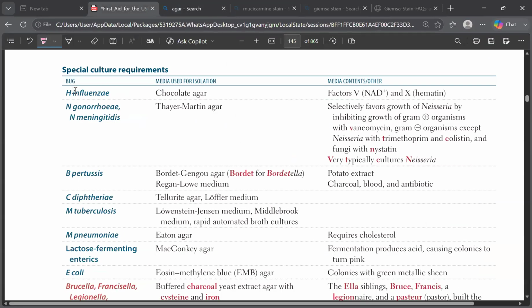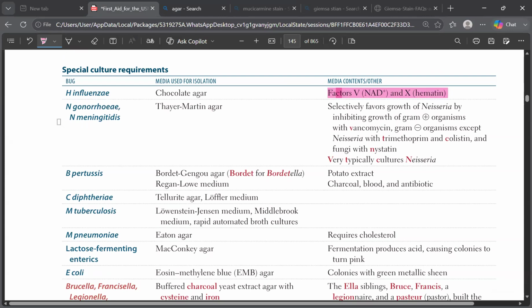So the media used for H. influenza is going to be chocolate agar, and the factors 5 and 10 are the contents of this chocolate agar. Okay. So factor 5 and 10 are the components of this chocolate agar.